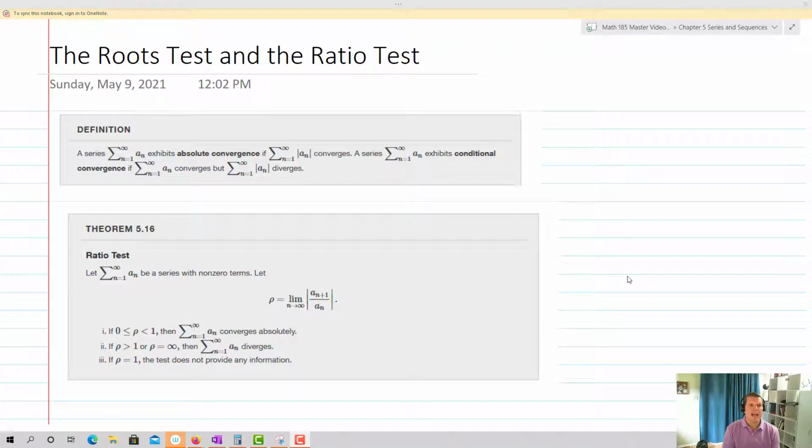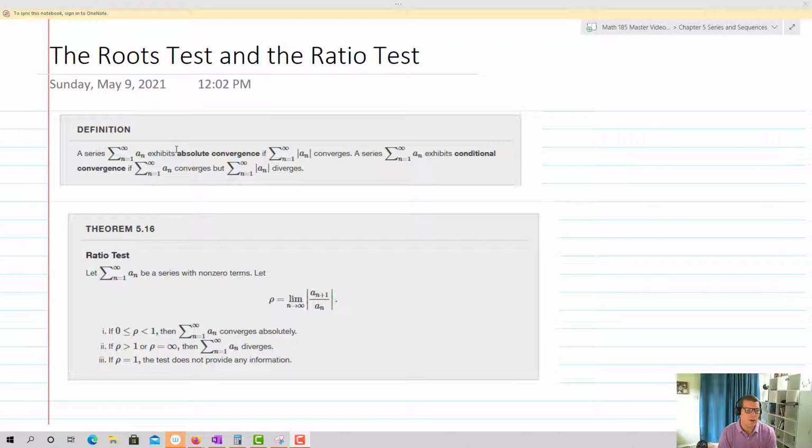So what I want to look at next is something called the root test and the ratio test. First, we want to look at this definition of absolute convergence. The sum from n equals 1 to infinity of a sub n exhibits absolute convergence if the absolute value of the sequence inside of it actually converges. And then we have the idea of conditional convergence: if our sequence converges but its absolute value diverges.